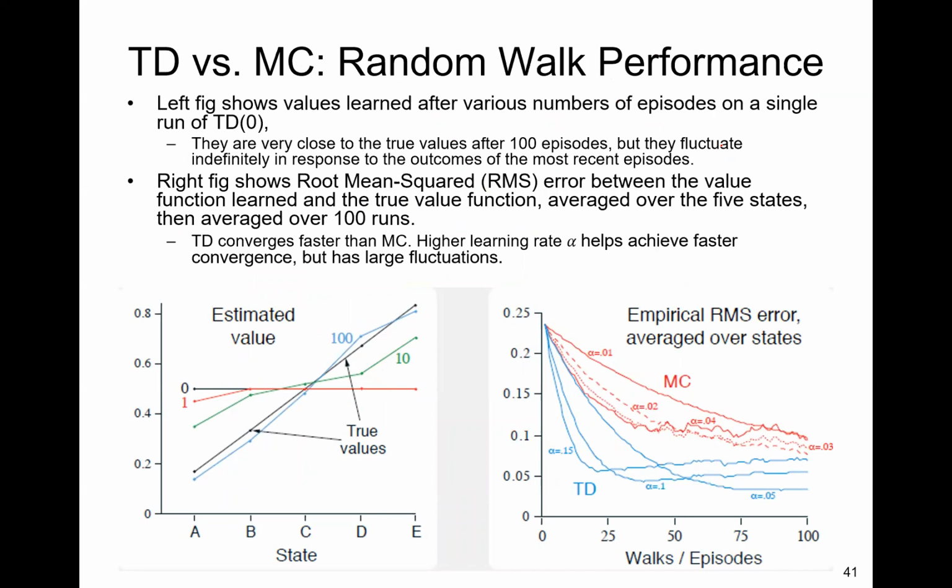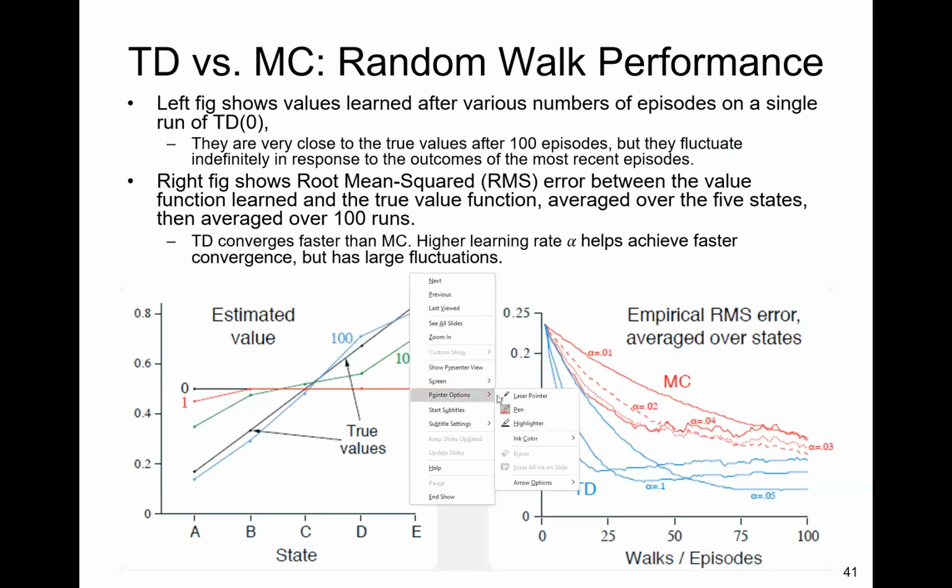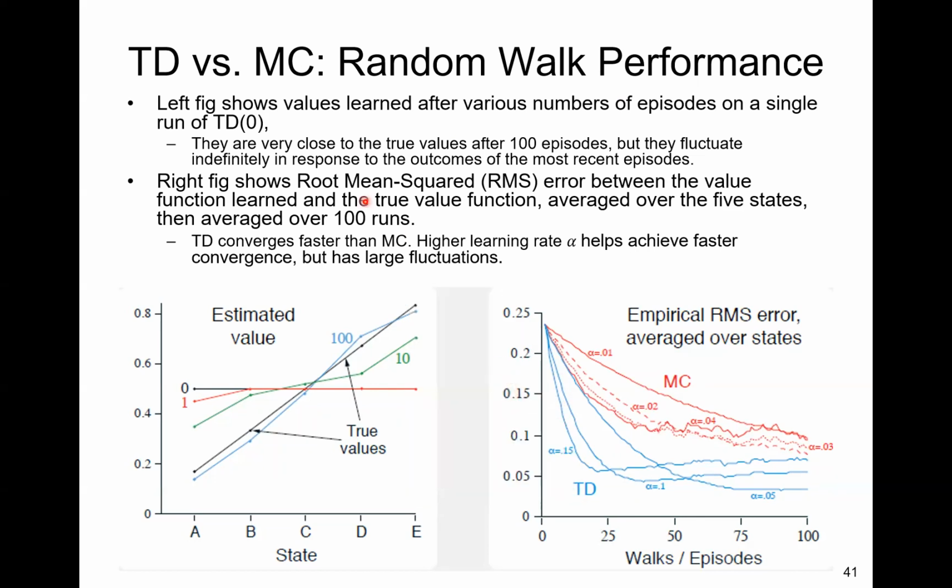So this figure shows the values learned after various numbers of episodes on a single run of TD. I say TD 0 here because there are other versions of TD, like TD lambda, with a lambda-step look ahead. TD 0 is the simplest and most widely used.